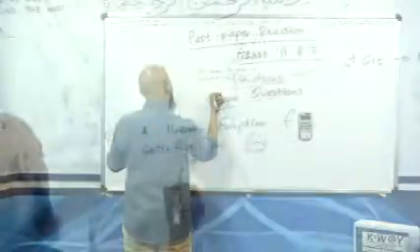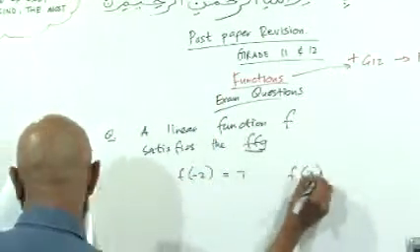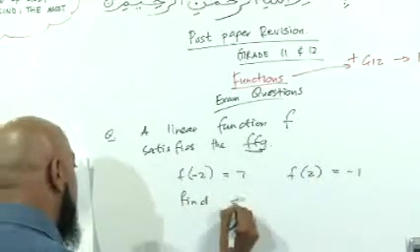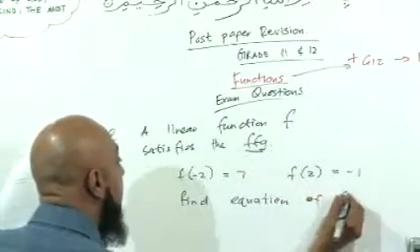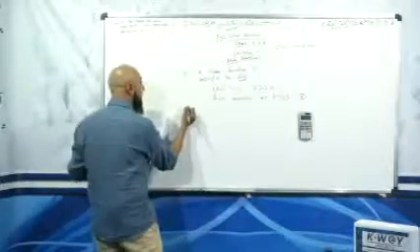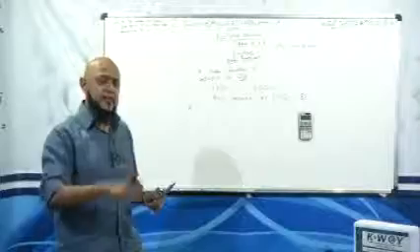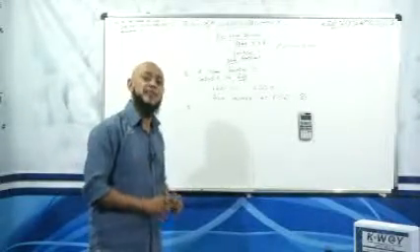Right, following: f of minus 2 is equal to 7 and f of 2 is equal to minus 1. Find the equation of f inverse of x, for 5 marks. Right? There we go. Let's put it down. This is a question that came out. No diagram, nothing. It's to do with calculation.